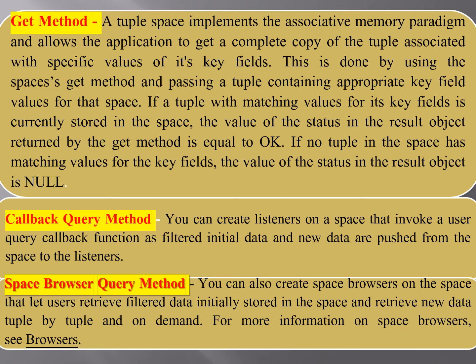Callback query method. You can create listeners on a space that invoke a user query callback function as filtered initial data and new data are pushed from the space to the listeners. Space browser's query method. You can also create a space browser on the space that lets users retrieve filtered data initially stored in the space and retrieve new data tuple by tuple and on demand. For more information on a specific browser, see browsers.